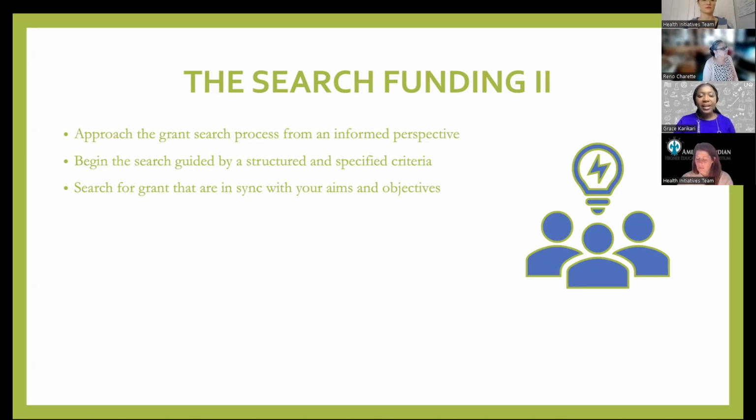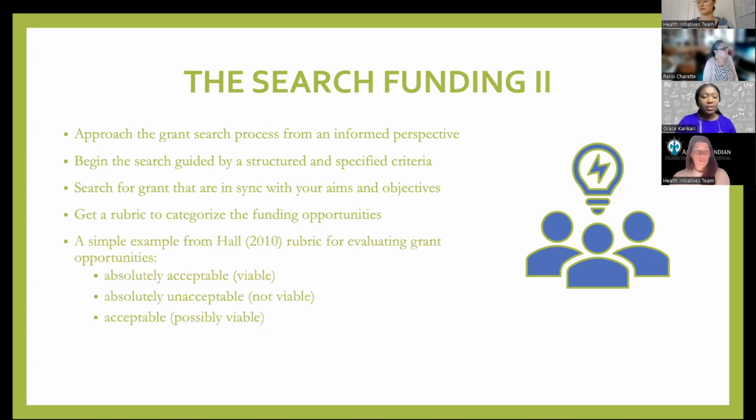Search for grants that are in sync with your aims and objectives. There's so much money out there, but not everything may be for you. There will be some grants that you go for and it will end up being burden to you and your community. Make sure that it's in line with your aims and they really support what you stand for. And get a rubric to categorize the funding opportunities you'll be seeing.